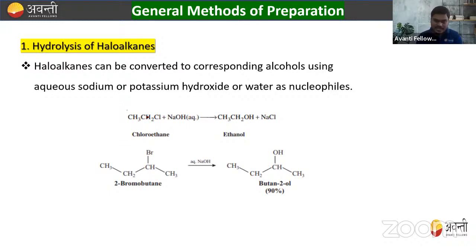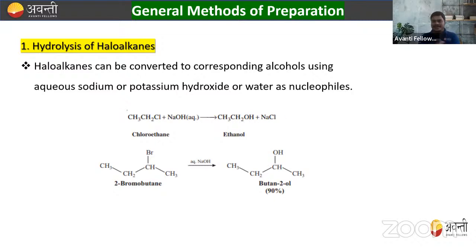So when you treat CH3CH2Cl, or any alkyl halide, with aqueous NaOH, always remember, aqueous, not alcoholic. If you take alcoholic KOH, then a beta elimination reaction will take place and an alkene will be formed, right? So always take aqueous NaOH or KOH. When you treat CH3CH2Cl with NaOH, NaCl will be removed and CH3CH2OH will be formed. This is known as the nucleophilic substitution reaction.